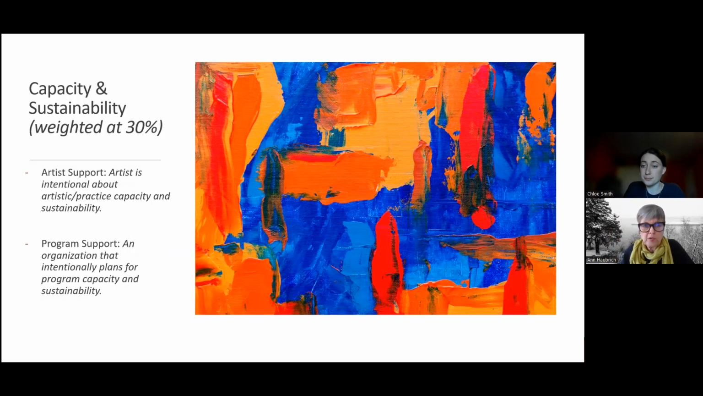And then our last criteria, which is weighted at 30%, is capacity and sustainability. For the artist support, that means the artist is intentional about their artistic practice, capacity, and sustainability. And for program support, that means an organization that intentionally plans for program capacity and sustainability.